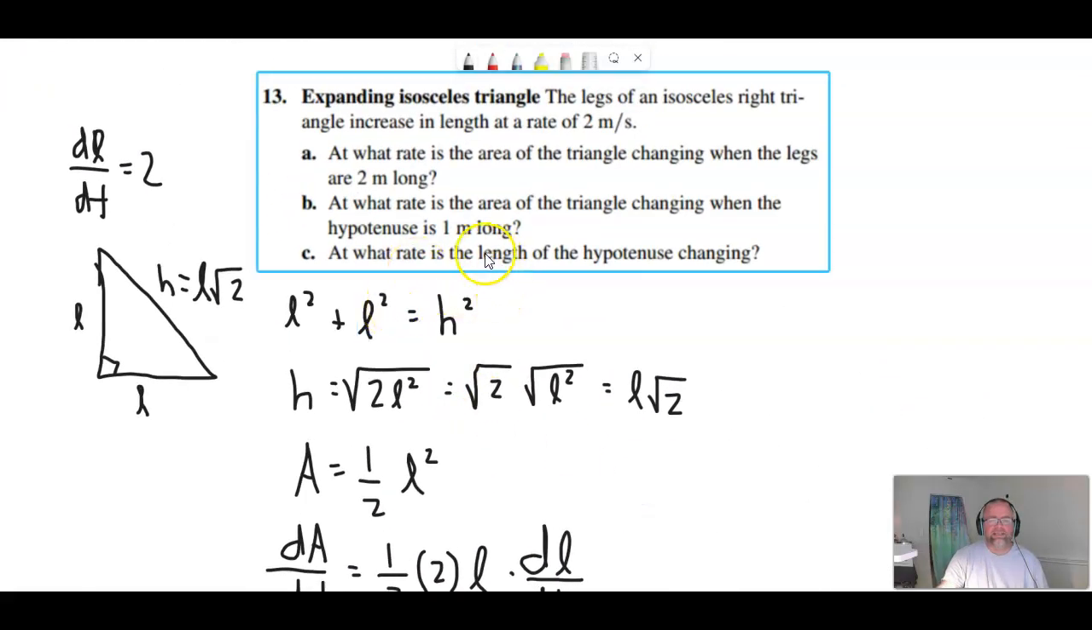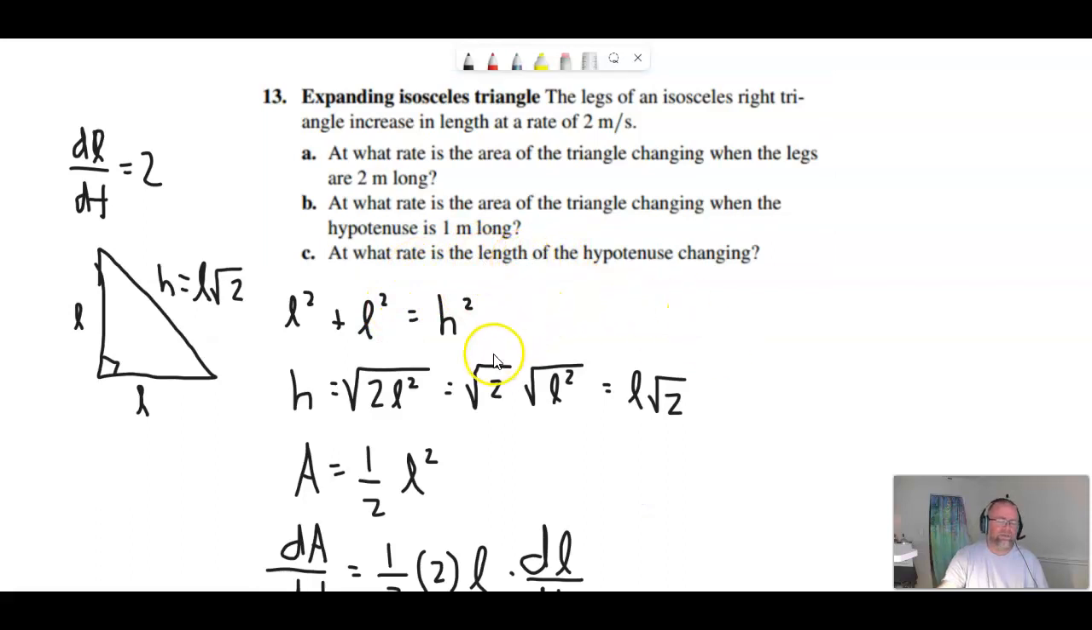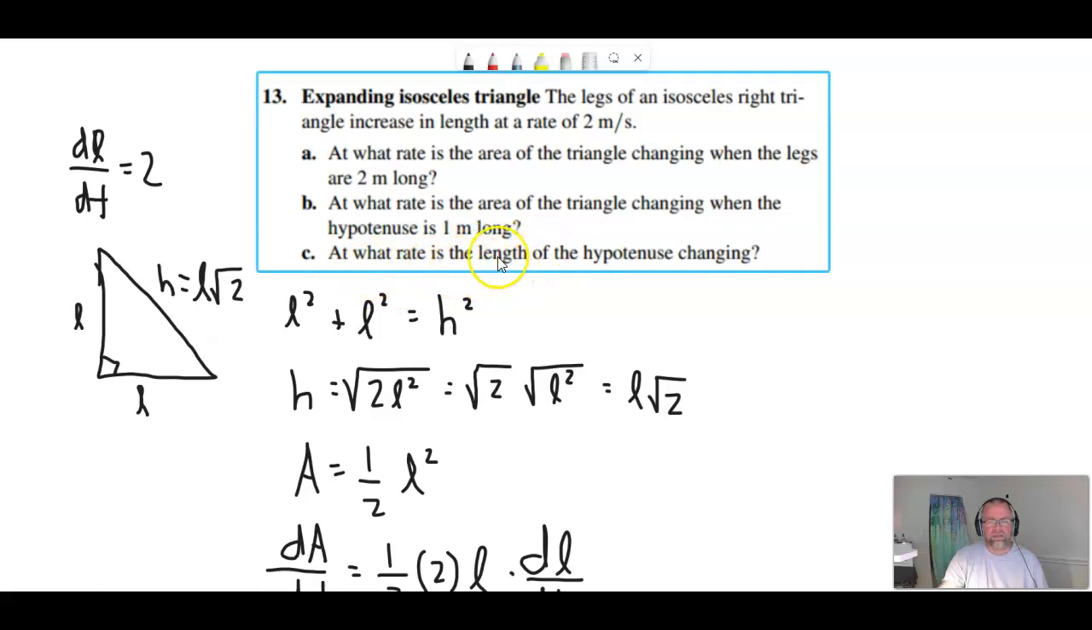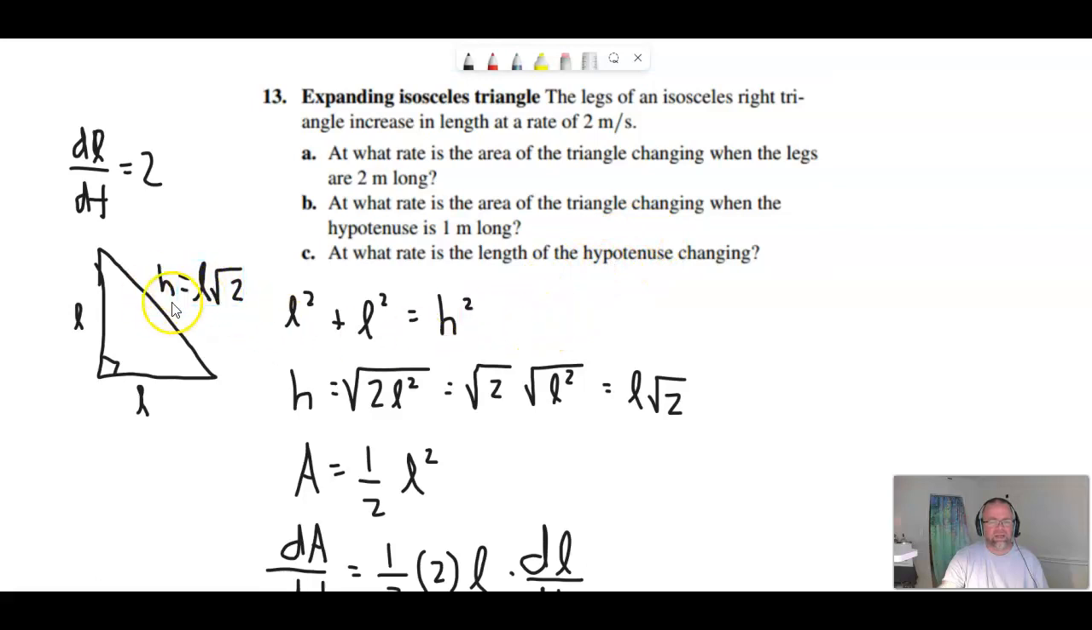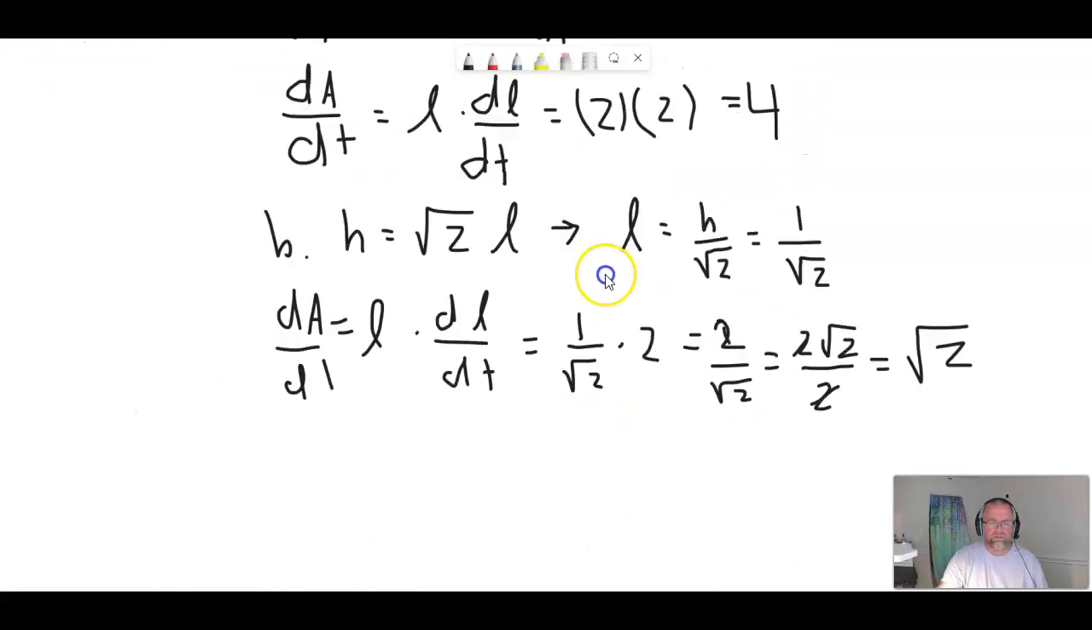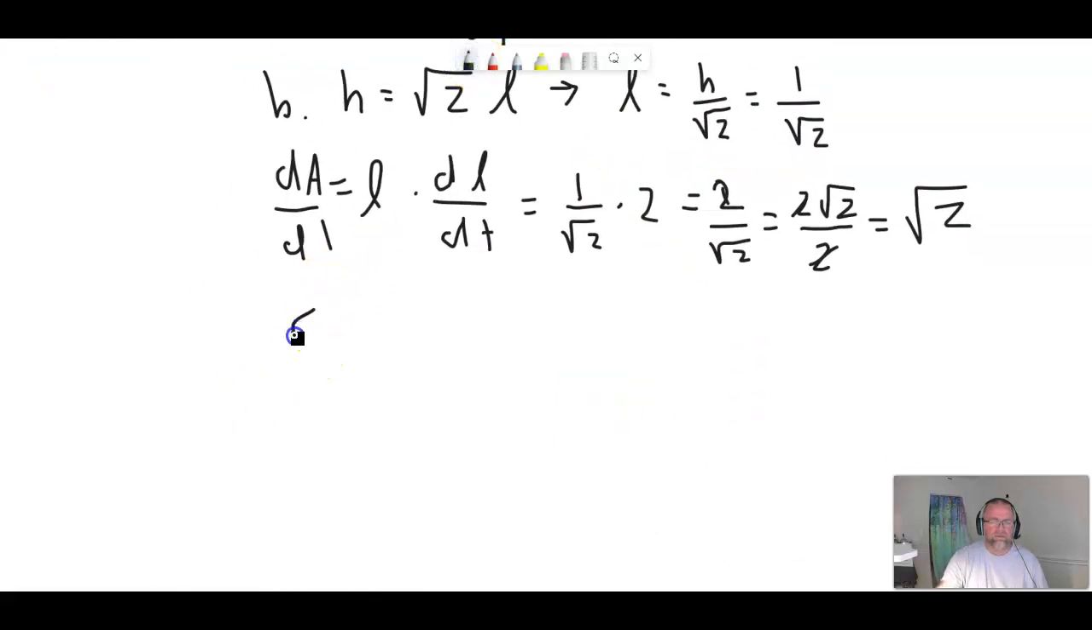It says, at what rate is the length of the hypotenuse changing? And this is kind of where we tried a few different things, and we're getting a little hung up there. So all I need to do is find a relationship between the length of the legs and the length of the hypotenuse. And I have it right here. So that's all I need. H is equal to L times the square root of 2. So I hate this new whiteboard, by the way. So this is part C. H is equal to L times the square root of 2.